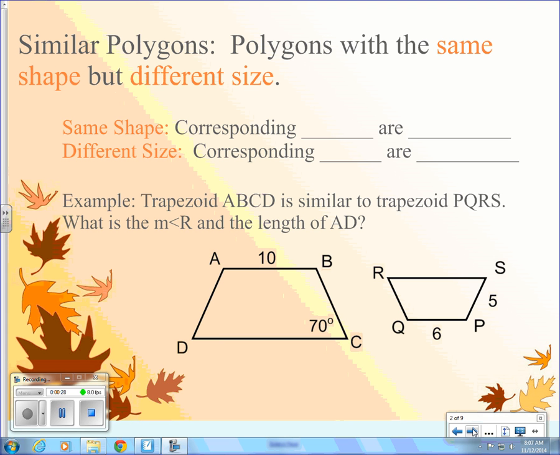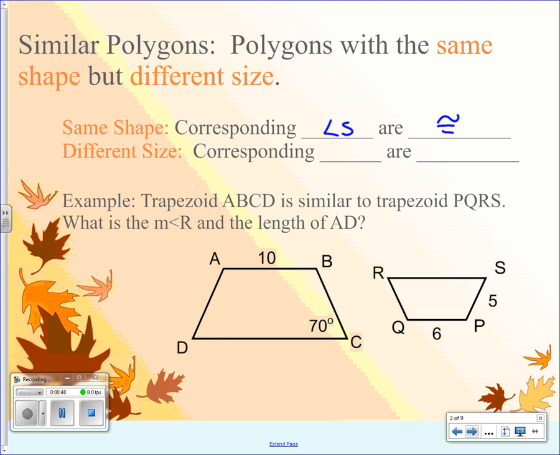Well, similar polygons, it's a similar concept, except now the polygons have the same shape, but a different size. By the way, you're going to want to take some notes on this stuff, so feel free to pause the video whenever you need to. Jot down what you need and then continue on. So for similar figures to have the same shape, they're going to have corresponding angles that are congruent. And for similar figures to have a different size, they're going to have corresponding sides that are proportional.